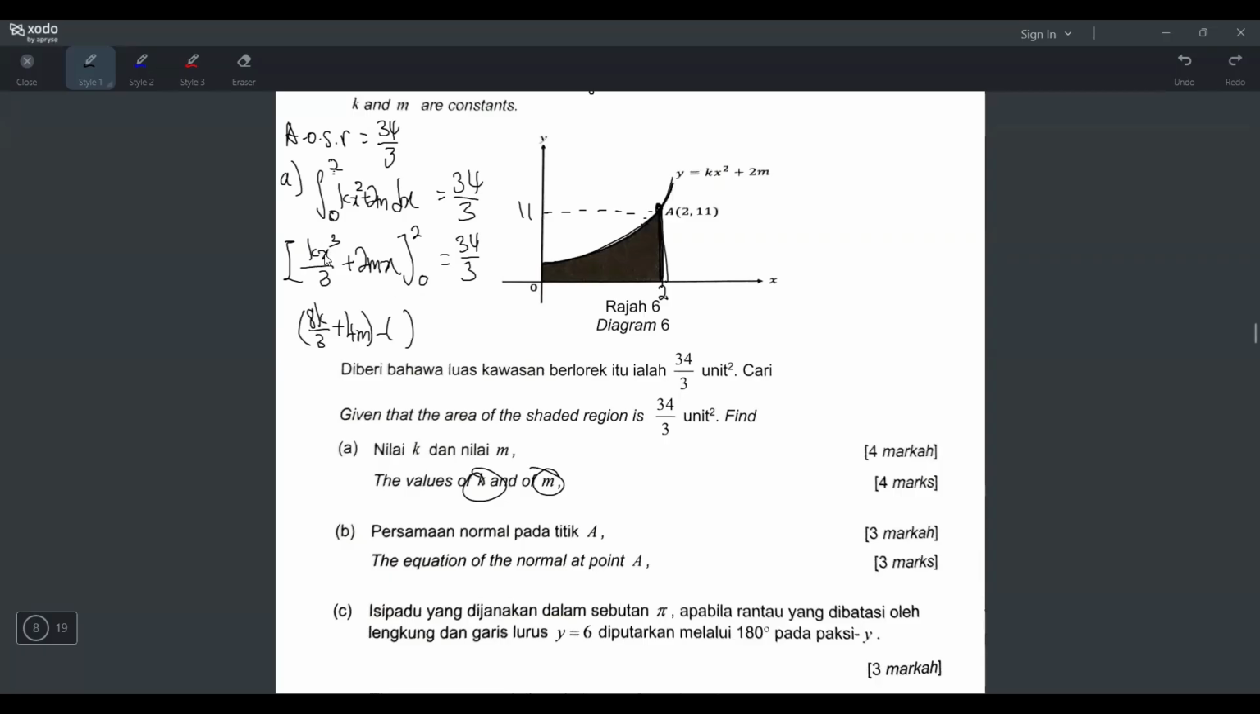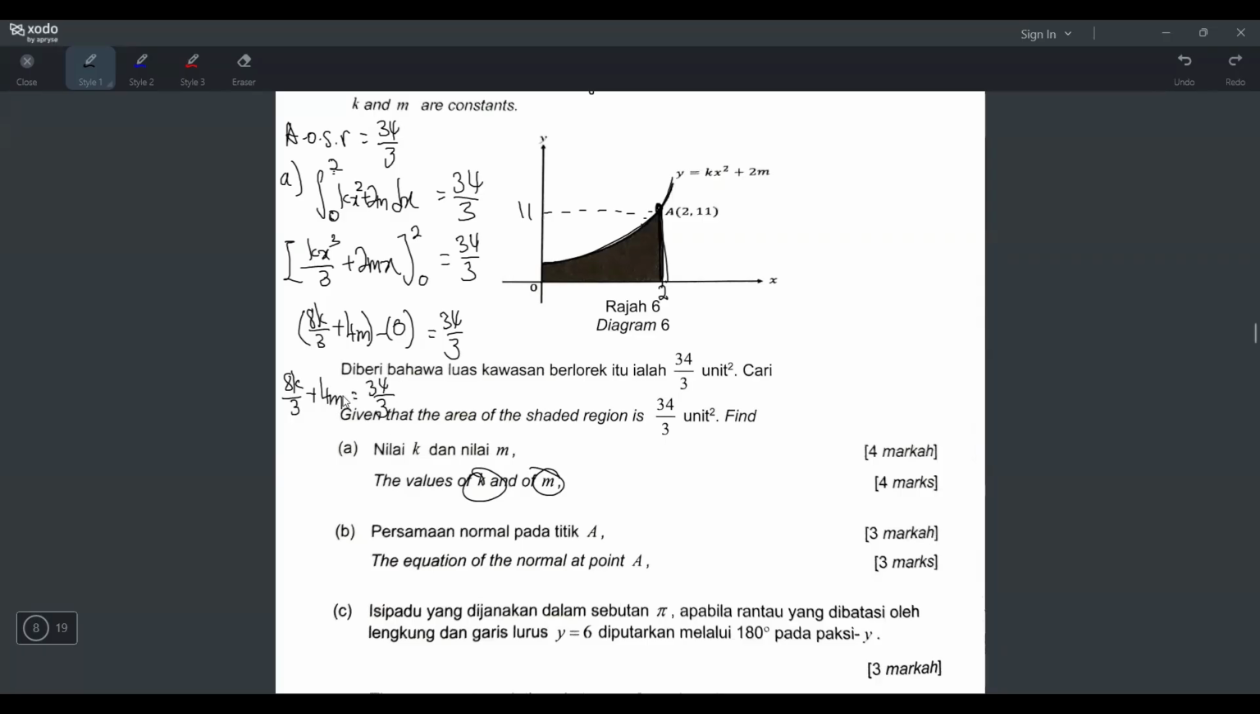When I sub 0 here, I'll get 0 times k, 0 divided by 3, 0, 0 times 2m, 0, 0 plus 0, 0. So done already, and then equals 34/3. And then don't forget, when you minus 0, nothing happens. So you just end up with 8k/3 plus 4m equals 34/3.